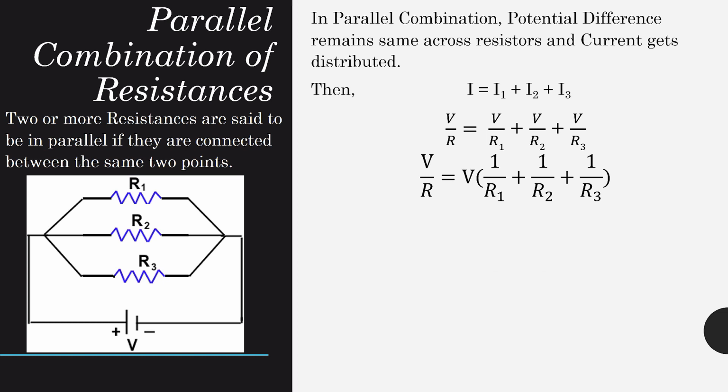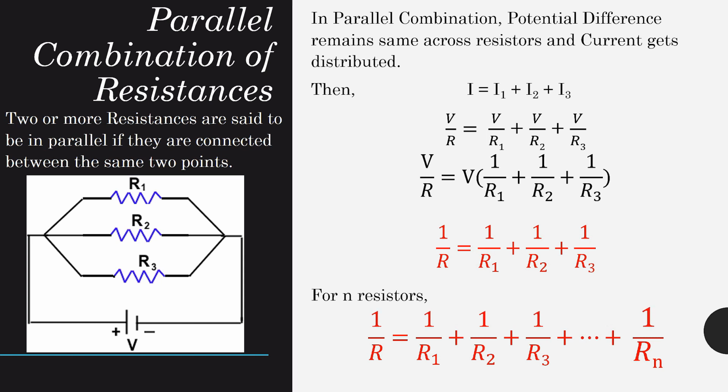V cancels out and we have 1 upon R equals 1 upon R1 plus 1 upon R2 plus 1 upon R3. For n resistances, we have 1 upon R equals 1 upon R1 plus 1 upon R2 plus 1 upon R3 plus so on to 1 upon Rn.